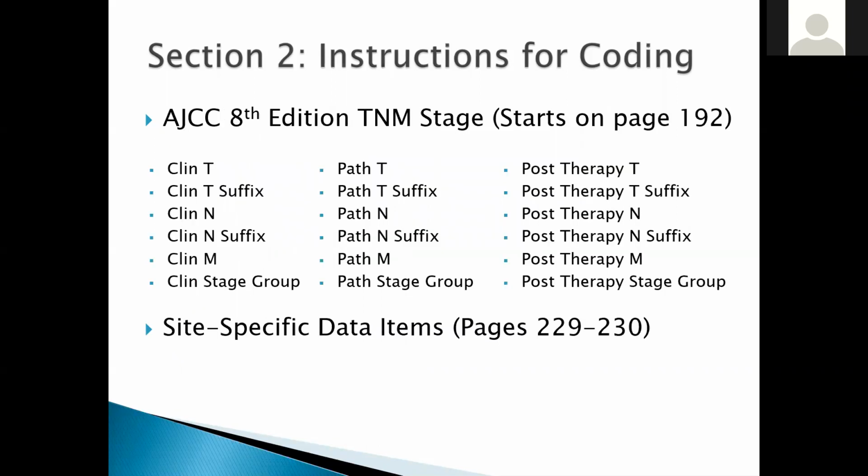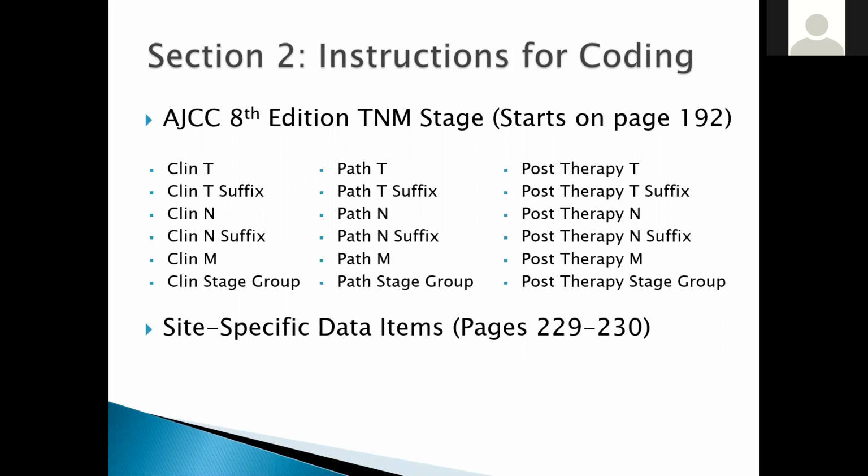There are instructions for assigning AJCC 8th edition, but remember, once again, this is a data dictionary that lists all the data items that are to be collected in an abstract. However, we would go to the AJCC T&M manual, the textbook, and follow those rules to assign all the T&M data items, which you can see are listed here. There are many.